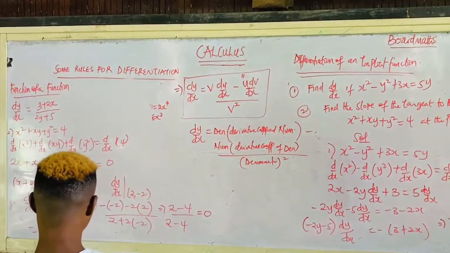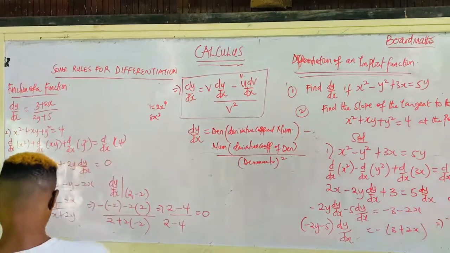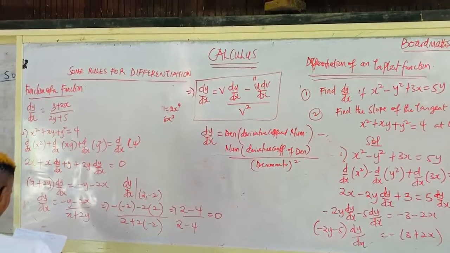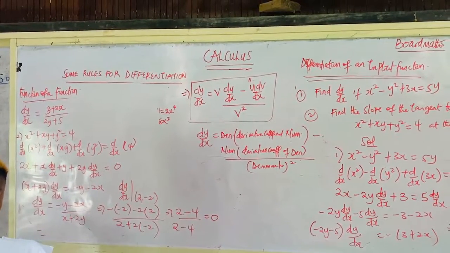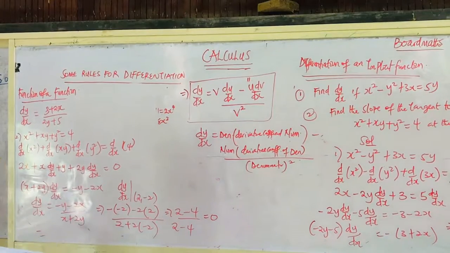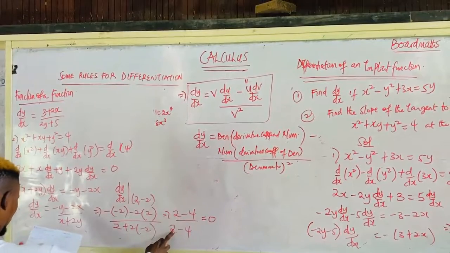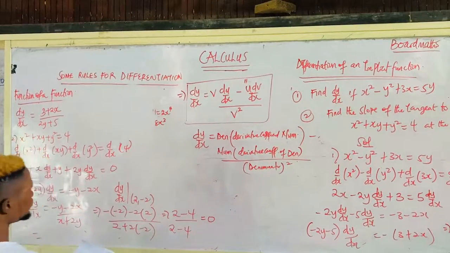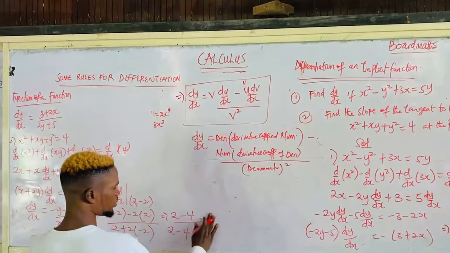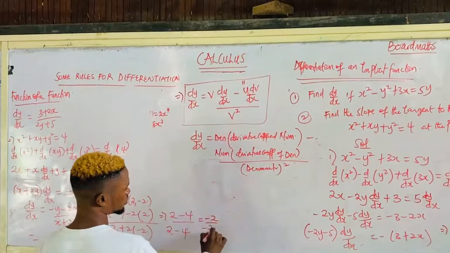So that's minus y minus 2x over x plus 2y, and the value of x is taken as 2 and y is taken as minus 2. So that's 2 minus 4 all over 2 minus 4. 2 minus 4 is not 0, it is minus 2, all over minus 2. So the answer is what?